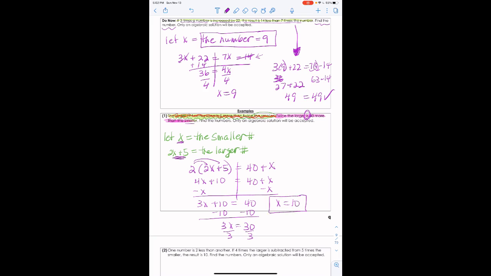Okay, then don't forget, take it up to the legend because you want to make sure you're answering the question. So the smaller number is my x value, so the smaller number equals 10. And then the larger number is your 2x plus 5. So I'm going to do 2 times 10 plus 5, which means my larger number is 25. All right, so smaller number is equal to 10, and the larger number is equal to 25.